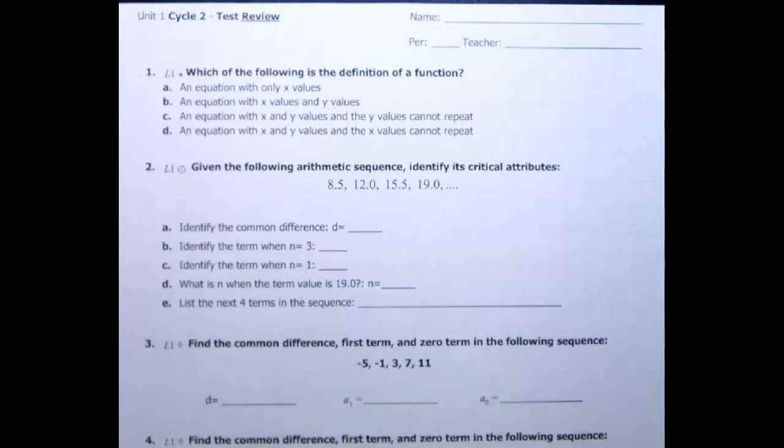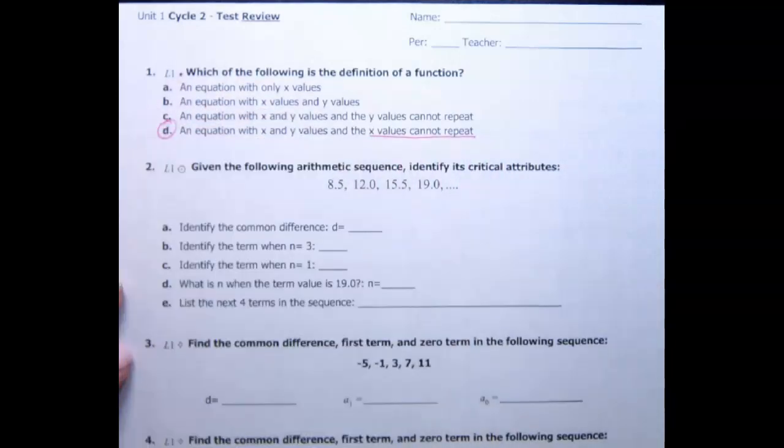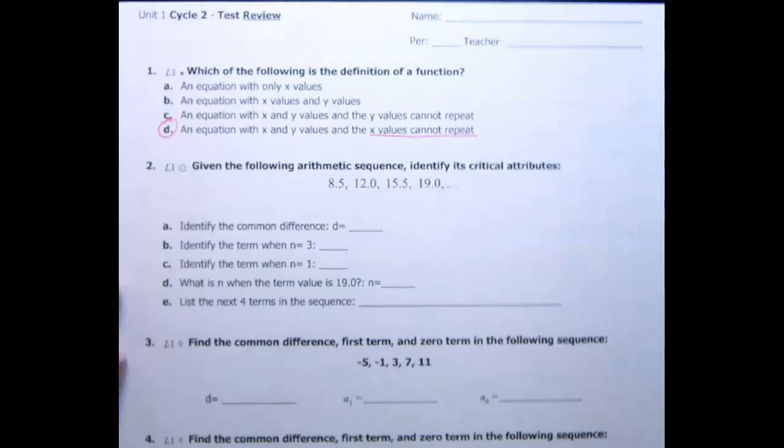So question 1 says, which of the following is the definition of a function? A function has x and y values, but the important part is that the x values do not repeat. So the correct answer is D. It has x and y values, but the x values cannot repeat. You might remember that from middle school.